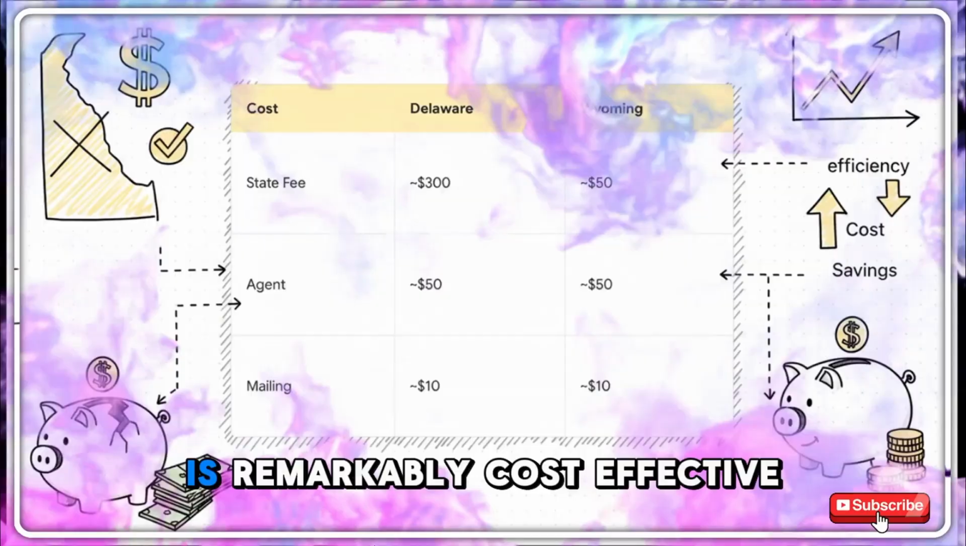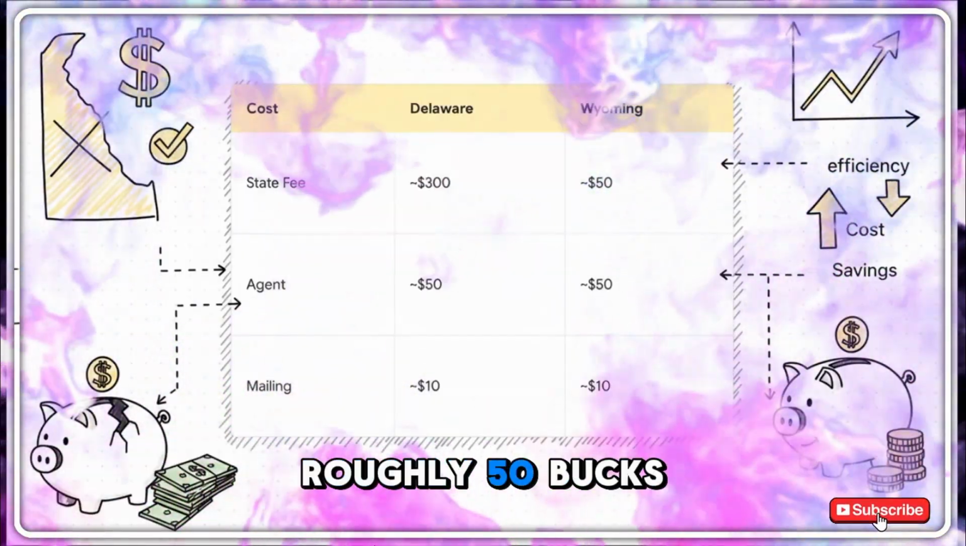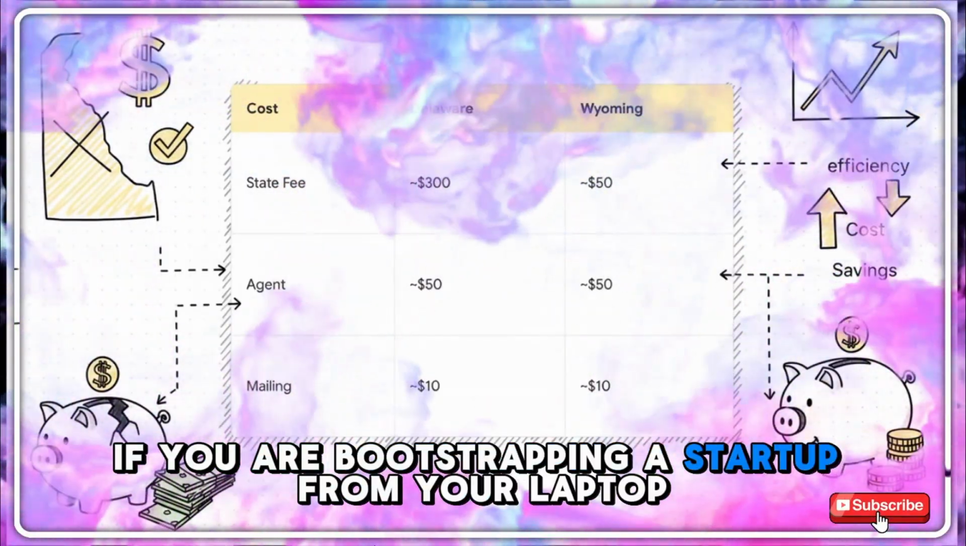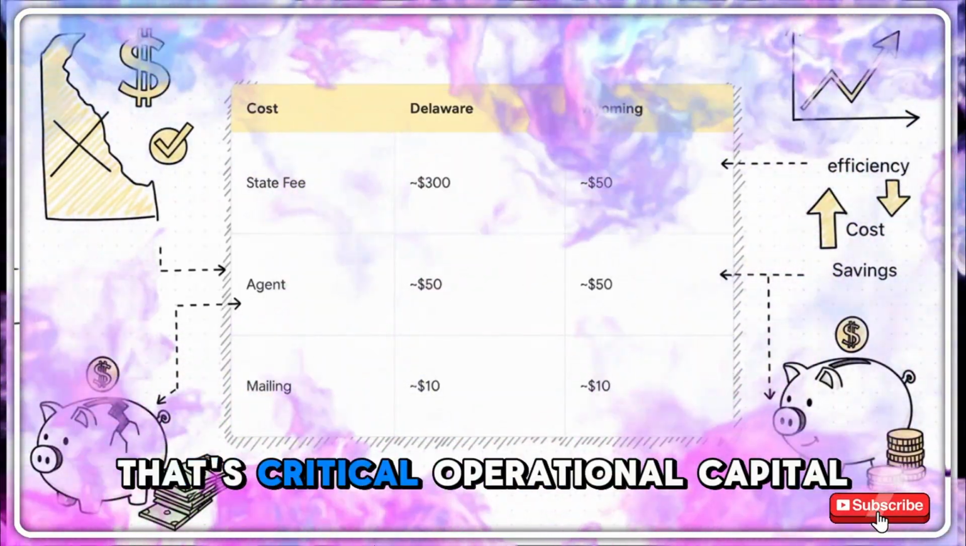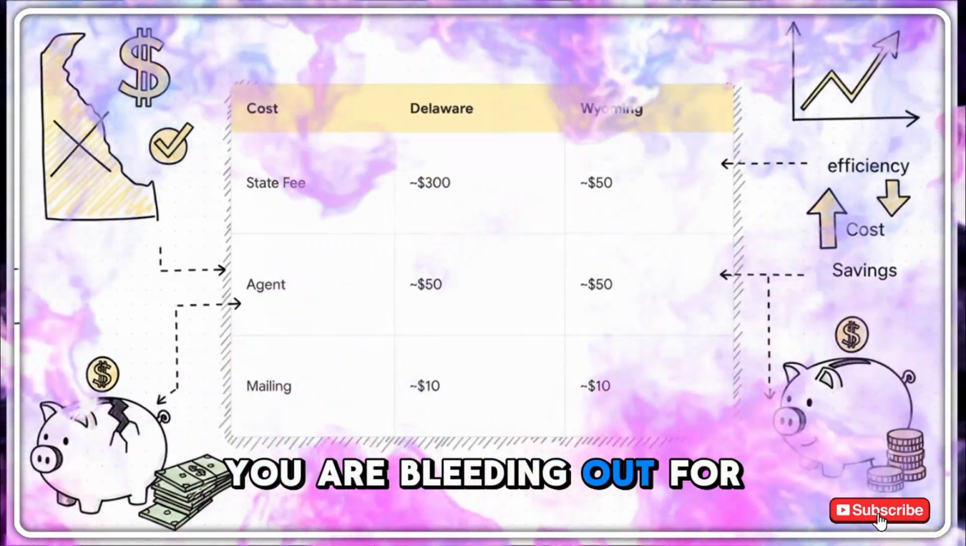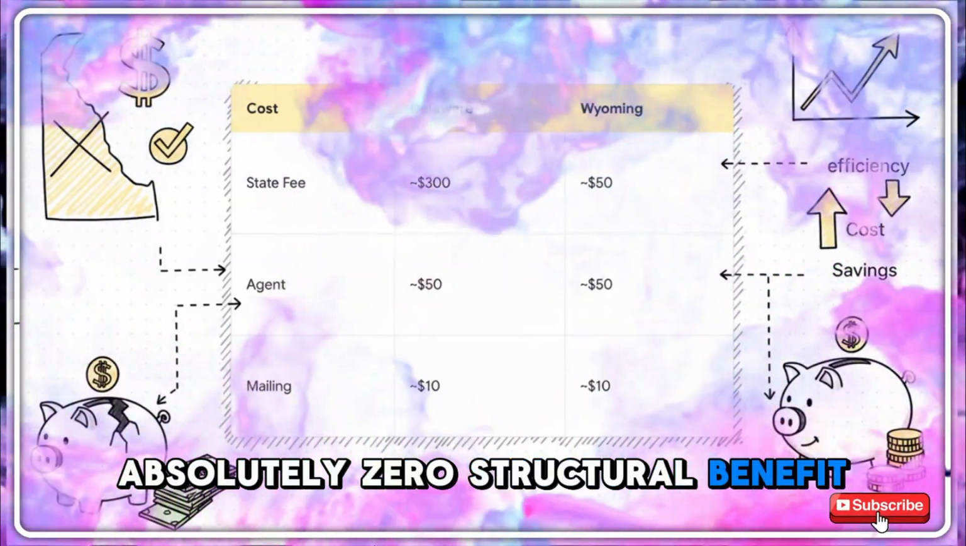Wyoming's reporting fee, however, is remarkably cost-effective, roughly $50. If you're bootstrapping a startup from your laptop, that $250 difference isn't just a fee. That's critical operational capital you are bleeding out for absolutely zero structural benefit.